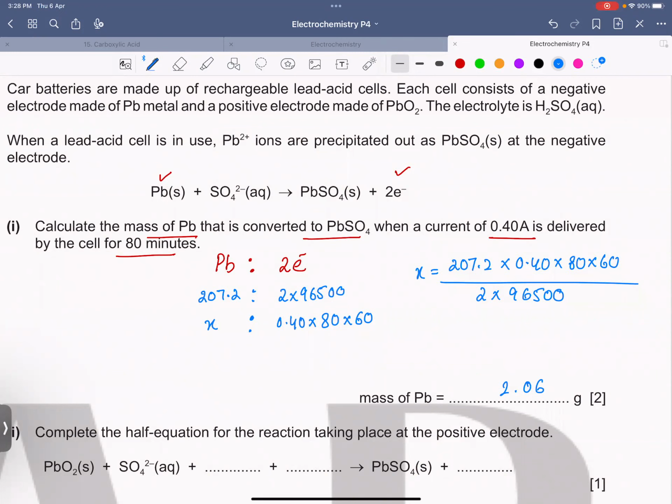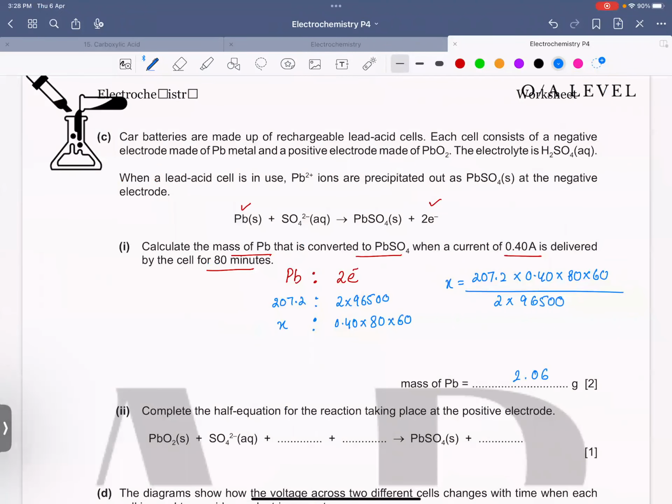If the examiner mentions that you need to write the answer in two significant figures.